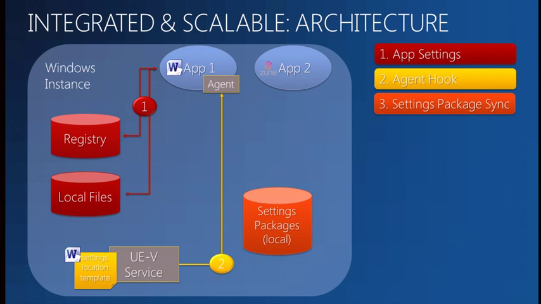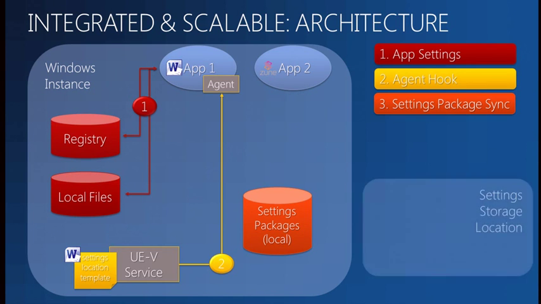First thing the software will do is go out to that settings package location locally. If it finds that the initial state hasn't been created, meaning it's the first time you've run Word on this machine, it's going to take a snapshot and save off that initial state. That's how we keep that for rollback, like we just demonstrated with Adobe.